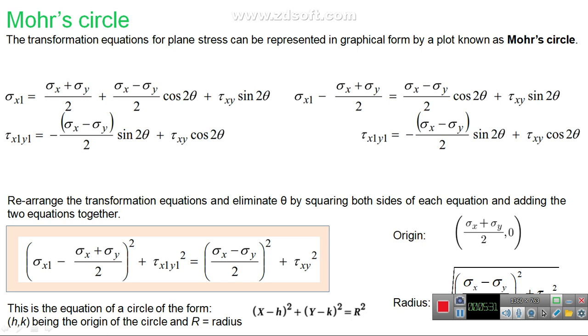The resulting expression is sigma x1 minus sigma x plus sigma y divided by 2 whole squared plus tau x1y1 squared equals sigma x minus sigma y divided by 2 whole squared plus tau xy squared. A closer examination reveals that this equation is similar to the equation of a circle with radius r and center at the coordinates h, k, which is expressed by x minus h whole squared plus y minus k whole squared equals r squared. The origin h, k corresponds to sigma x plus sigma y divided by 2 and 0 respectively. The radius of the circle is root of sigma x minus sigma y divided by 2 whole squared plus tau xy squared.